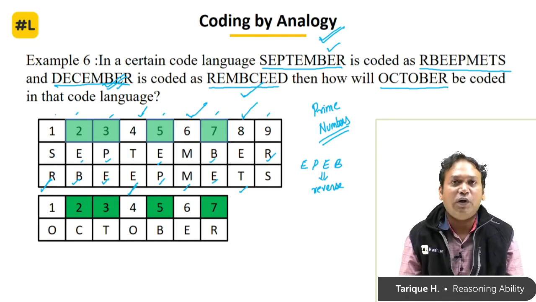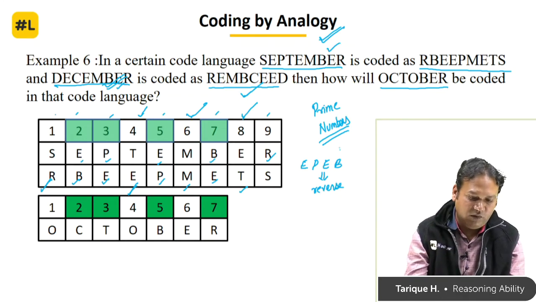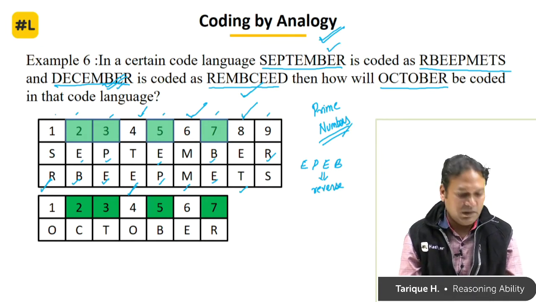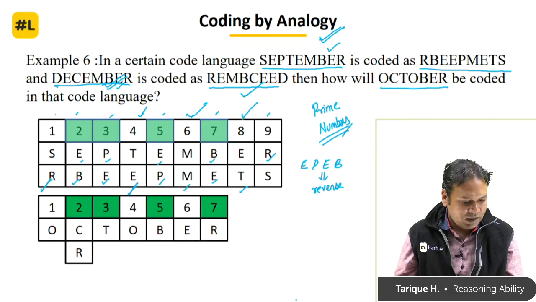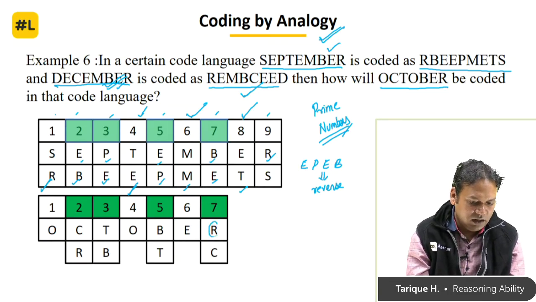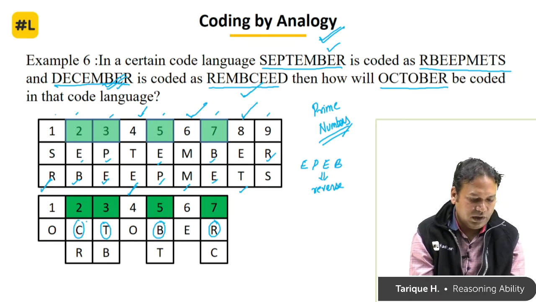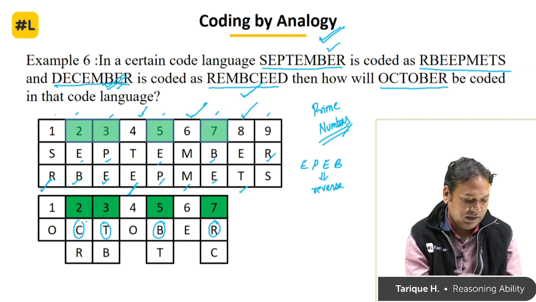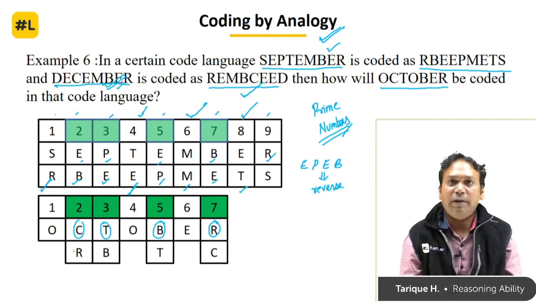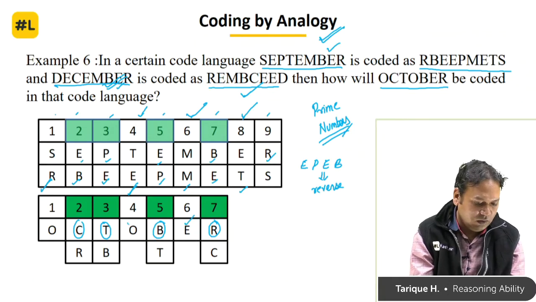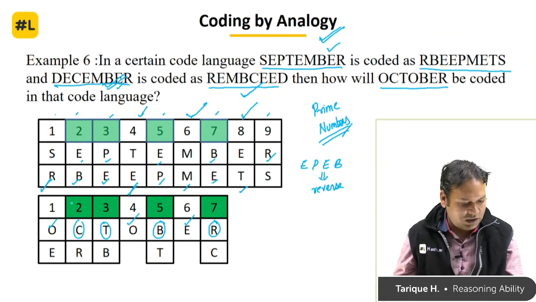What should we do first? What will be the first step? See, the first step is always to reverse the prime numbers. Let us do it. R, B, T, C. The 2nd, 3rd, 5th and 7th I have put in the reverse order. Clear? Now the other letters E, O, O will reverse here, E, O, O.